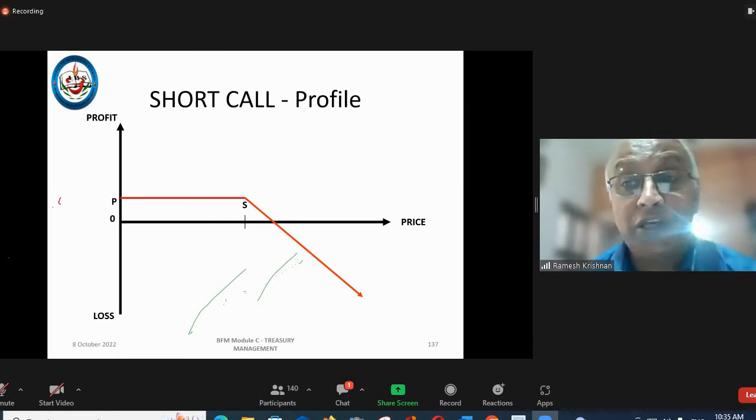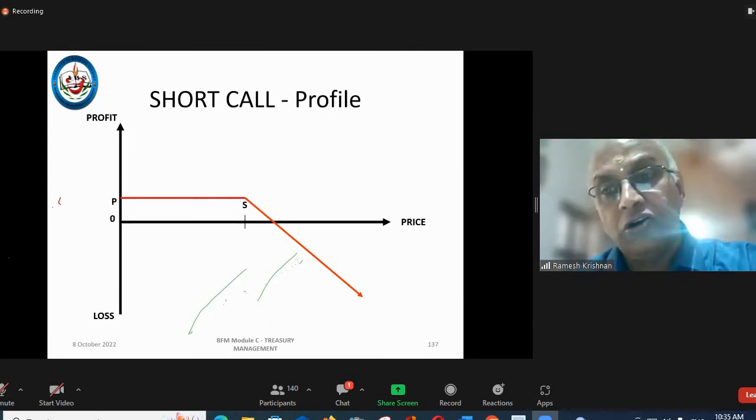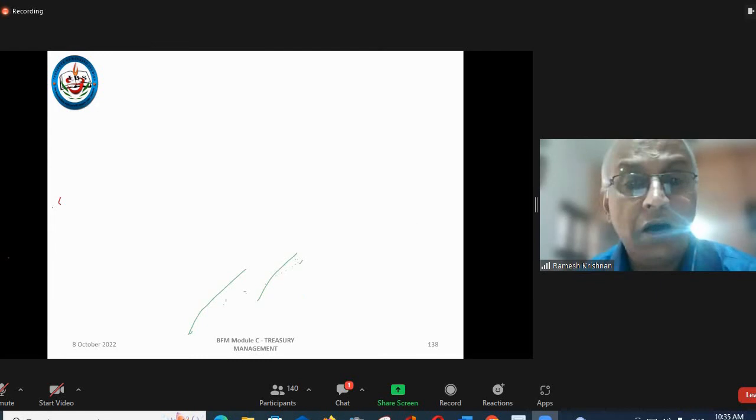Now somebody asks, is it not risky? How can that risk be contained? There is an altogether different topic for that: option hedging strategies for the option writers. That is the banks. So we will not cover that in this module.